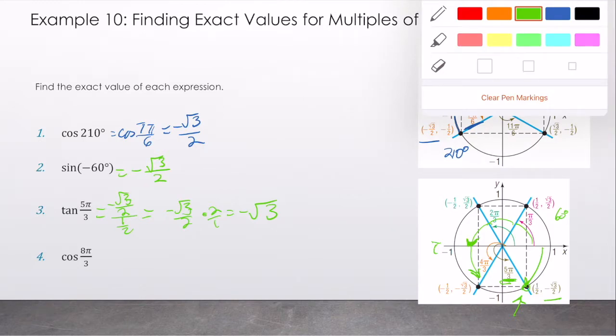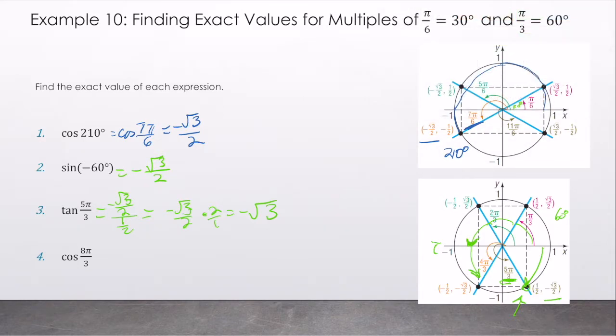Let me change colors again. If I have cosine of 8 pi over 3, right? Let's go over here. 8 pi over 3. Oh, okay. So this is like saying 6 pi over 3 plus 2 pi over 3, right? This is 2 pi. That's 360 degrees. It's one full whole rotation around our circle. And then I went another 2 pi over 3. So I end up here. So I have a cosine. That's my x value. So I have negative 1/2 as my value.